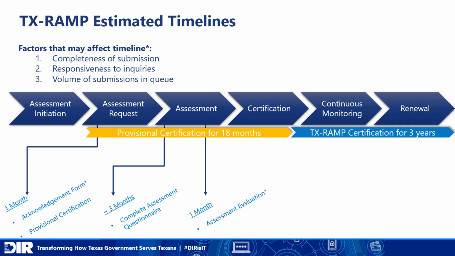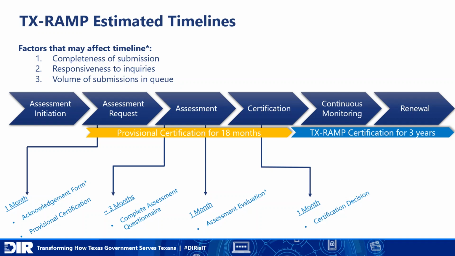Again, factors may be in play, but once an assessor actually picks up your assessment and starts evaluation, the usual turnaround time for assessment evaluation to be completed is 1 month. If there are additional questions or other inquiries they may have, of course that timeline may be extended a little, but they will be in communication with you if they do have additional questions. Then lastly is the certification decision. At most, the decision can take a month, but you will be notified once the certification decision is made. All of this is happening within the provisional certification timeline.